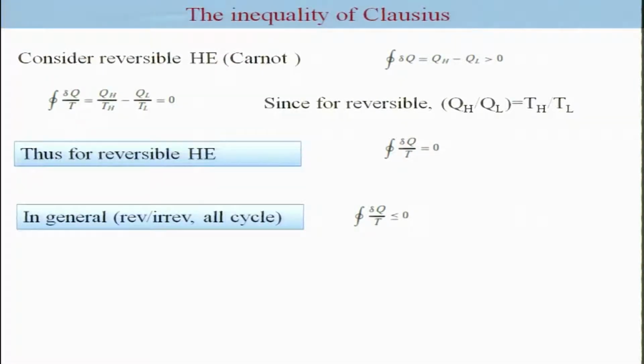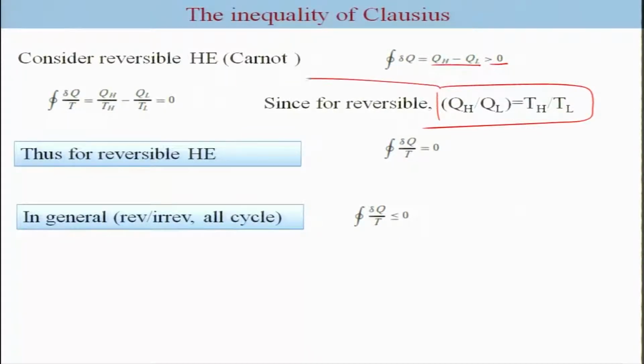For a Carnot heat engine, we know that QH by QL is equal to TH by TL, and we also know that for a cyclic process, delta Q is nothing but QH minus QL, which is going to be greater than 0. Now, based on this reversible cycle concept, you can write it this way, where the cyclic integral of del Q by T is nothing but QH by TH minus QL by TL, and that has to be 0. So, for a reversible heat engine, you have a condition that this must be equal to 0. Okay, del Q by T should be equal to 0.